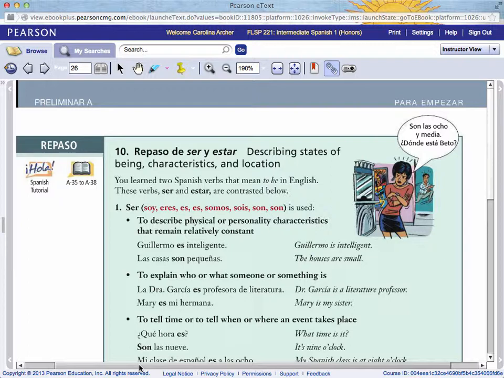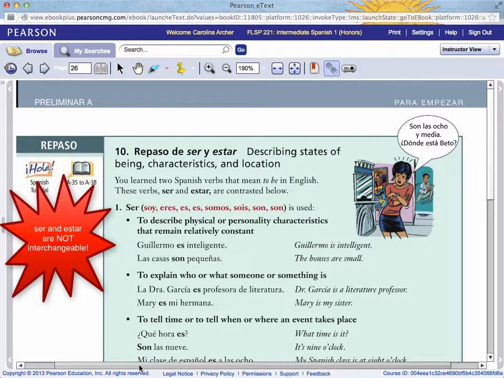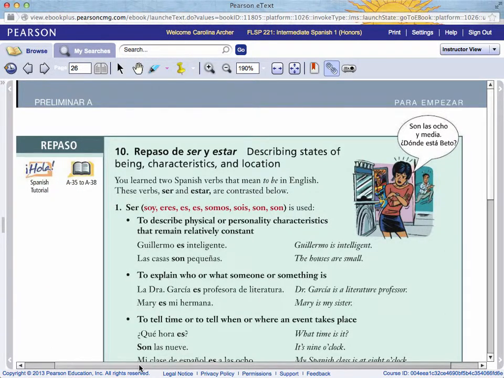Los verbos ser y estar. Ambos significan to be, okay? They both mean to be. These ser and estar are called twin verbs because they mean the same, okay? But they're not interchangeable, okay? We have to know when to use one and when to use the other, all right?